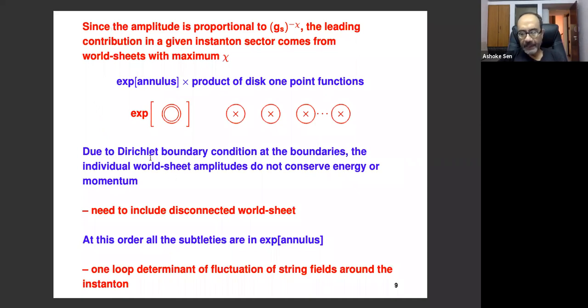So here is some more detail on the D-instanton amplitudes. As in any worldsheet description, the amplitude is proportional to g_s to the minus chi, where chi is the Euler number of the worldsheet. The leading contribution to a given instanton sector comes from worldsheets with maximum chi, because you want to minimize the power of g_s. And here is the description of the leading contribution to a D-instanton amplitude. This is irrespective of whichever theory you are considering, except of course in some cases it may vanish, and in that case you may have to go to the subleading order.